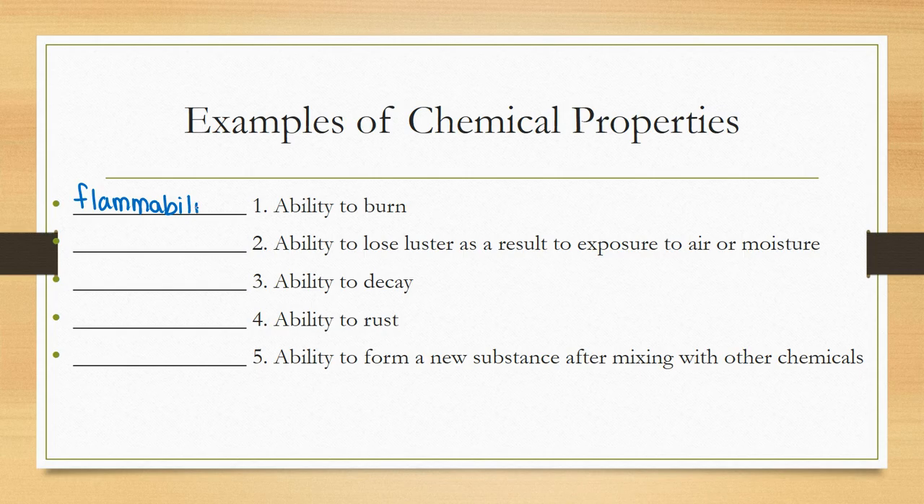A lot of times on big semis, if you take a look at the back, they usually have the MSDS diamond to talk about its properties. And if they are hauling, say, gas to a convenience store, it'll have a flammability rating based on what they are hauling. The ability to lose luster as a result of exposure to air or moisture, that's tarnishing.